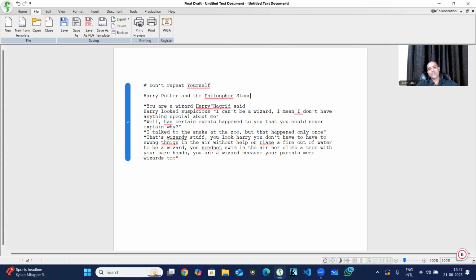So I've written how a newbie would have written this. "So you are a wizard, Harry," Hagrid said. Harry looked suspicious. "I can't be a wizard. I don't have anything special about me." These are not the exact words. I just made it up by remembering this scene, not the book, the scene.